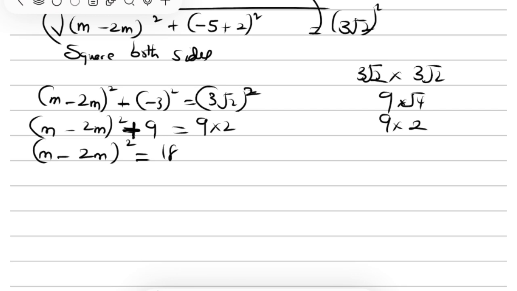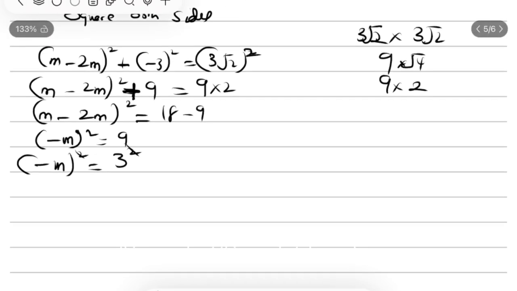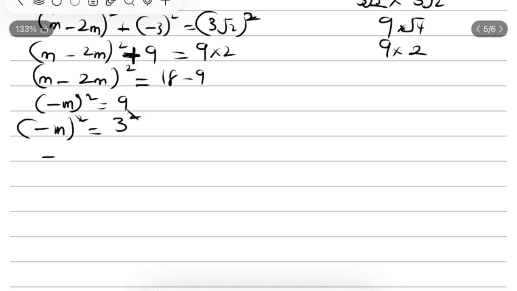When this positive 9 comes to the other side, it becomes negative 9. So we can just do this one. m minus 2m squared gives us minus m all squared equals 9. So we can just equate the base, since 9 can be written as a square. So what do you have now? That means minus m equals 3. So divide both sides by minus 1. So m is going to give us minus 3.